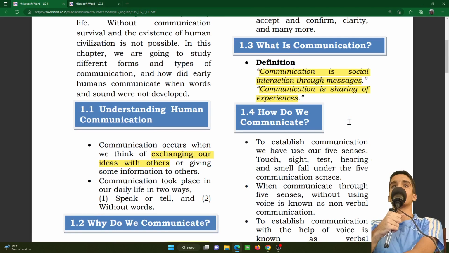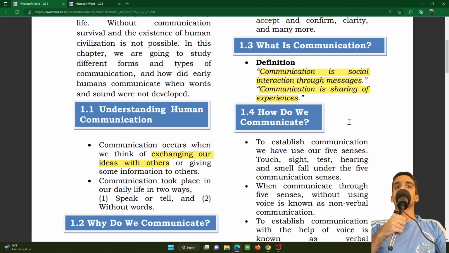Understanding human communication. Communication occurs when we think or exchange our ideas, or give some information to others. Communication takes place in our daily life in two ways: speaking, or communicating with and without words.